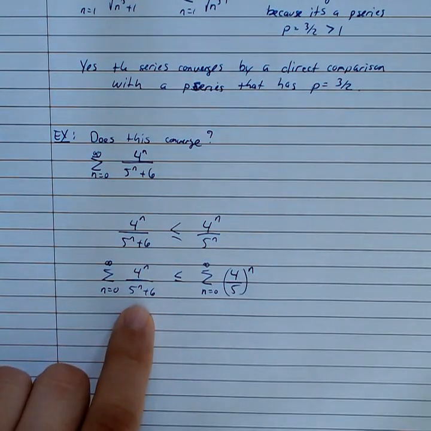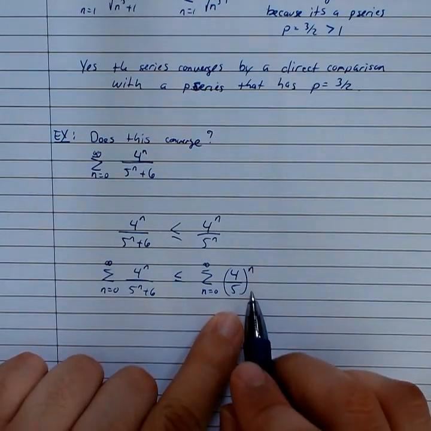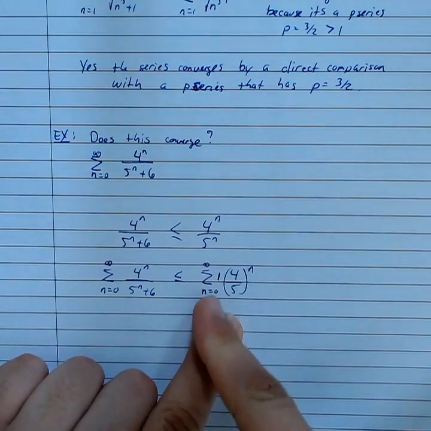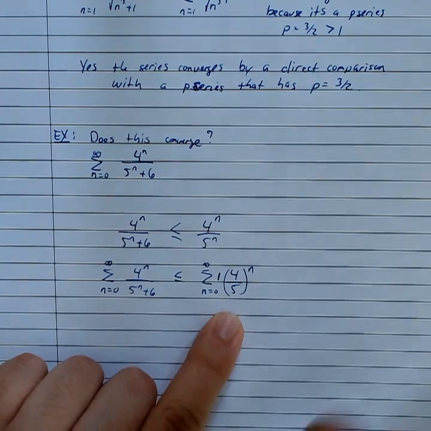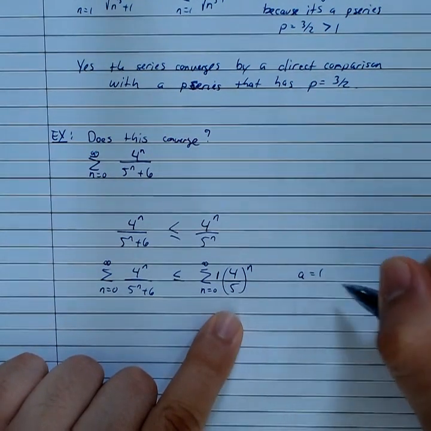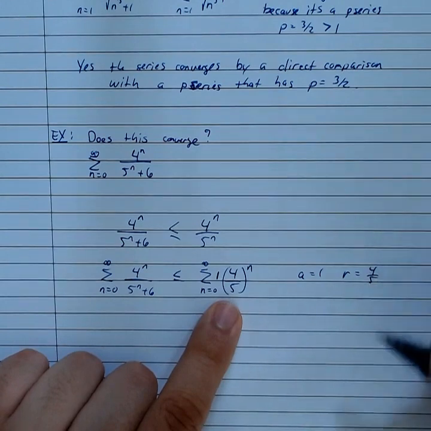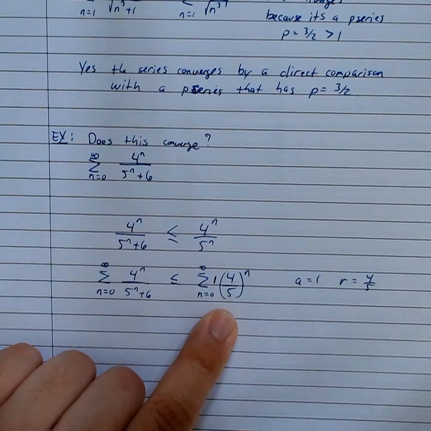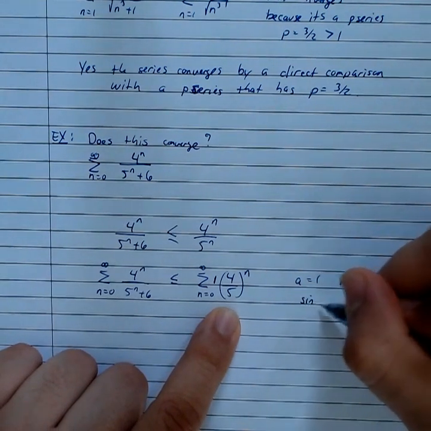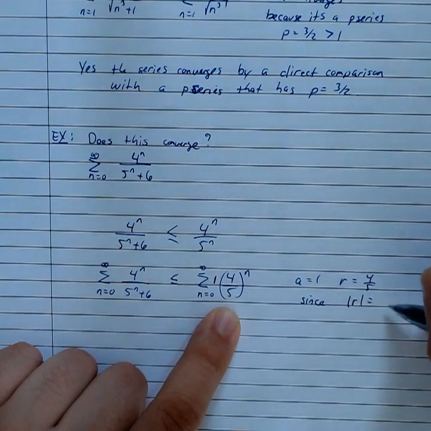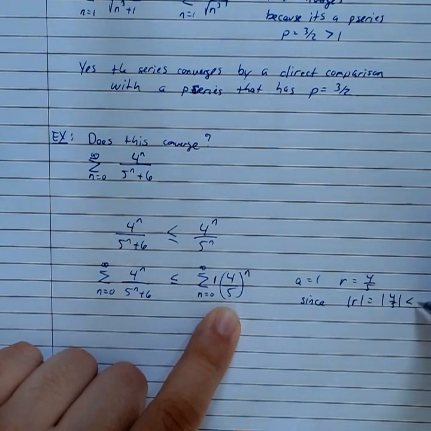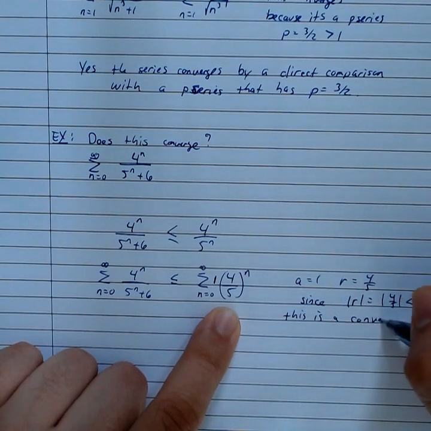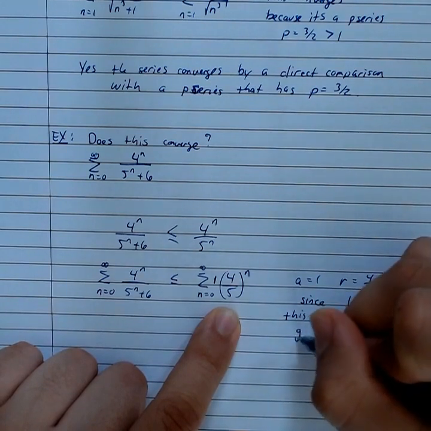After all, that is 4/5 to the power n. But this is a geometric series. Notice I have a, which in this case you could just have the number 1, right? That is 1 times 4/5 to the n. A is equal to 1, and r is equal to 4/5. Now remember, with a geometric series, if your r has an absolute value that's less than 1, then your series converges. Since the absolute value of r, which is the absolute value of 4/5, is less than 1, this is a converging geometric series.